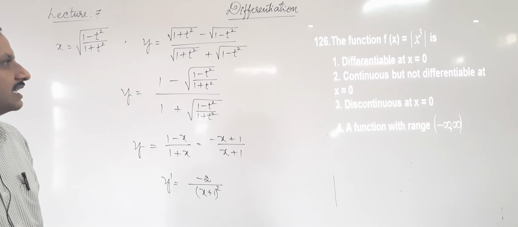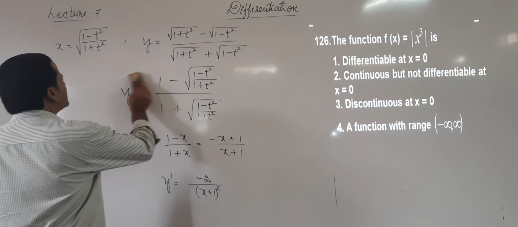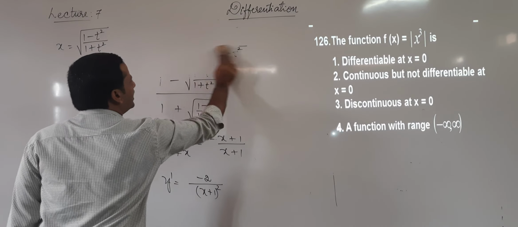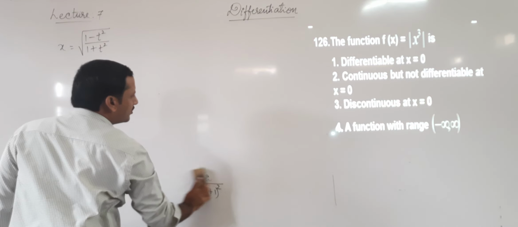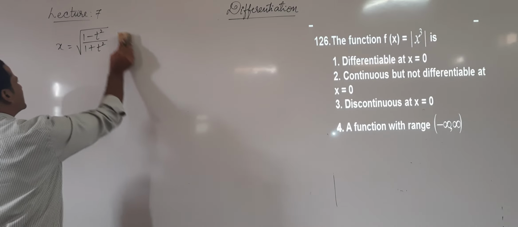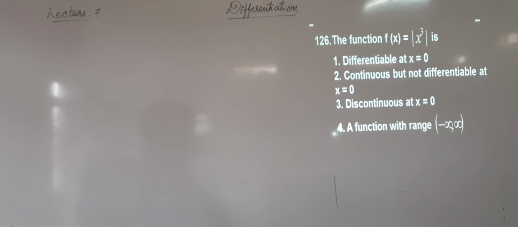Okay. Next, 126. The function f of x is equal to mod x cube is differentiable at 0, continuous but not differentiable at 0, discontinuous at x equal to 0, a function with the range minus infinity to infinity.